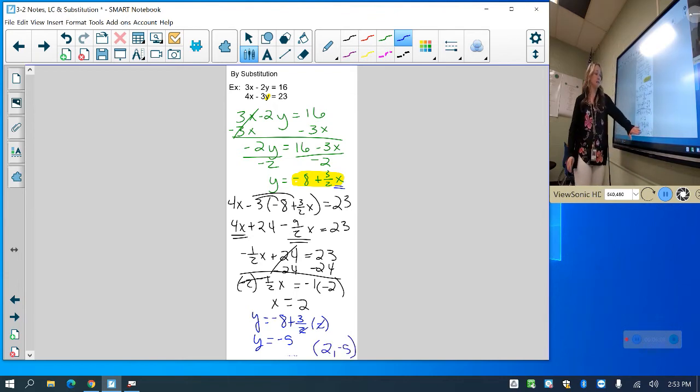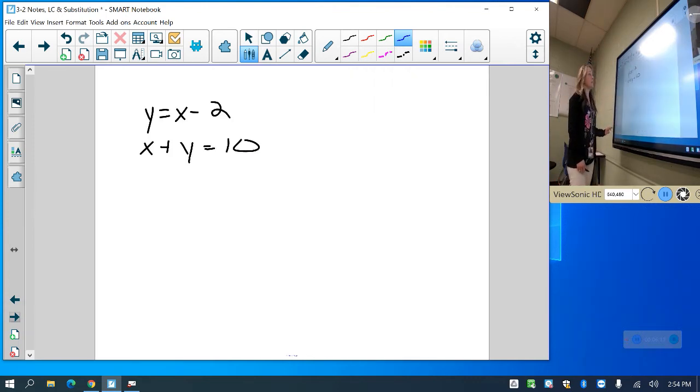As you can see, this is why we would rather use elimination. I have a lot of fractions and a lot of computations to do. Elimination would have been easier with this problem. This is why we use substitution.